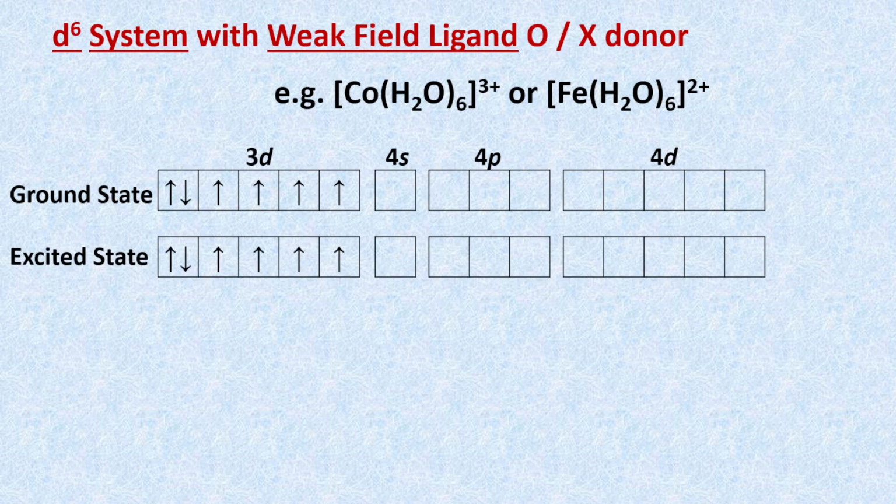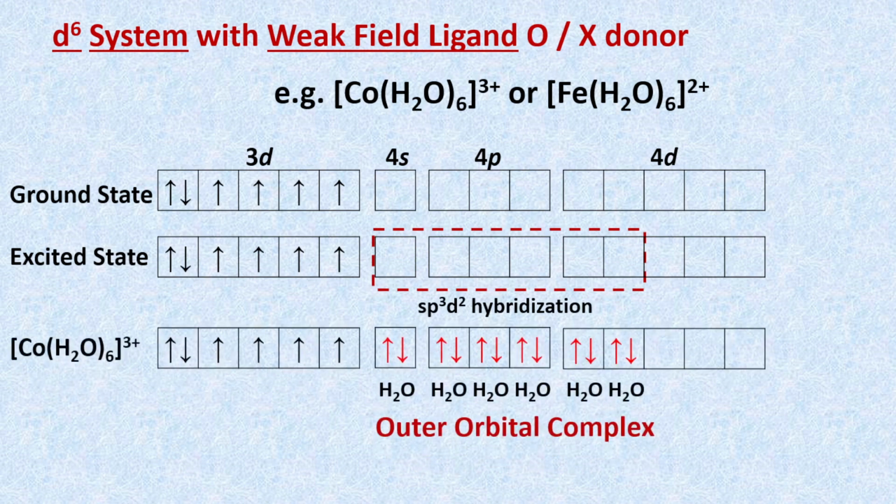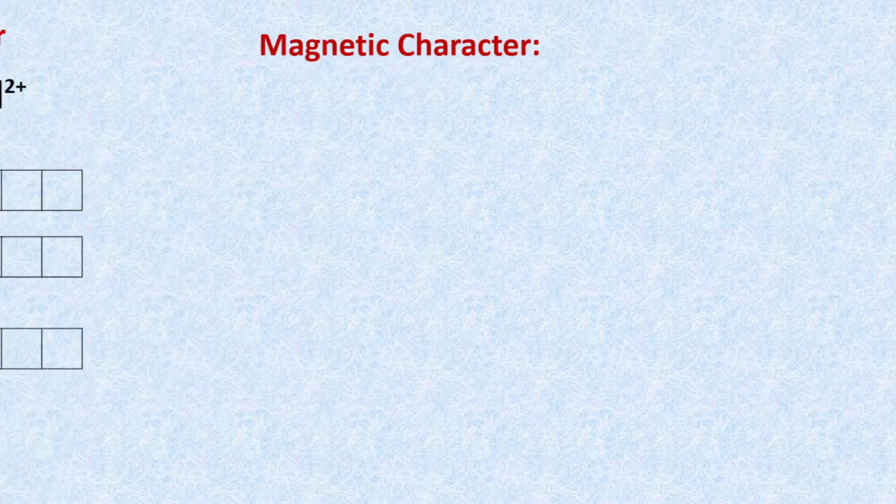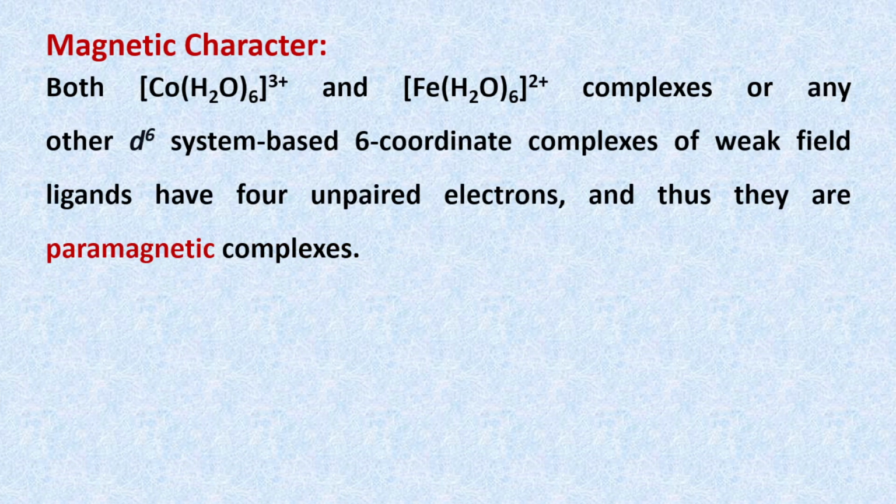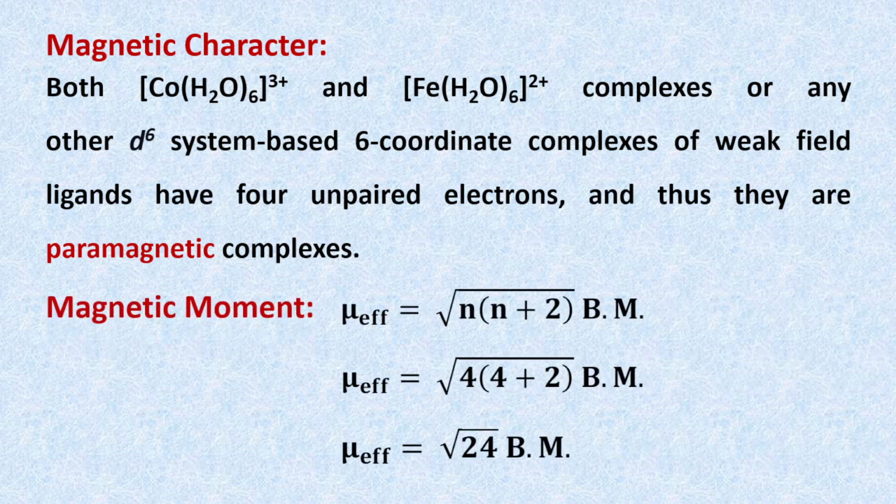Now 1 vacant 4s, 3 4p and 2 4d orbitals hybridize to give sp3d2 hybrid orbitals. Then the 6 ligands donate their sigma electrons to form an outer orbital complex. Both complexes, or any other d6 system based weak field ligand complex, have 4 unpaired electrons, so they are paramagnetic and the magnetic moment is √24 Bohr magneton.